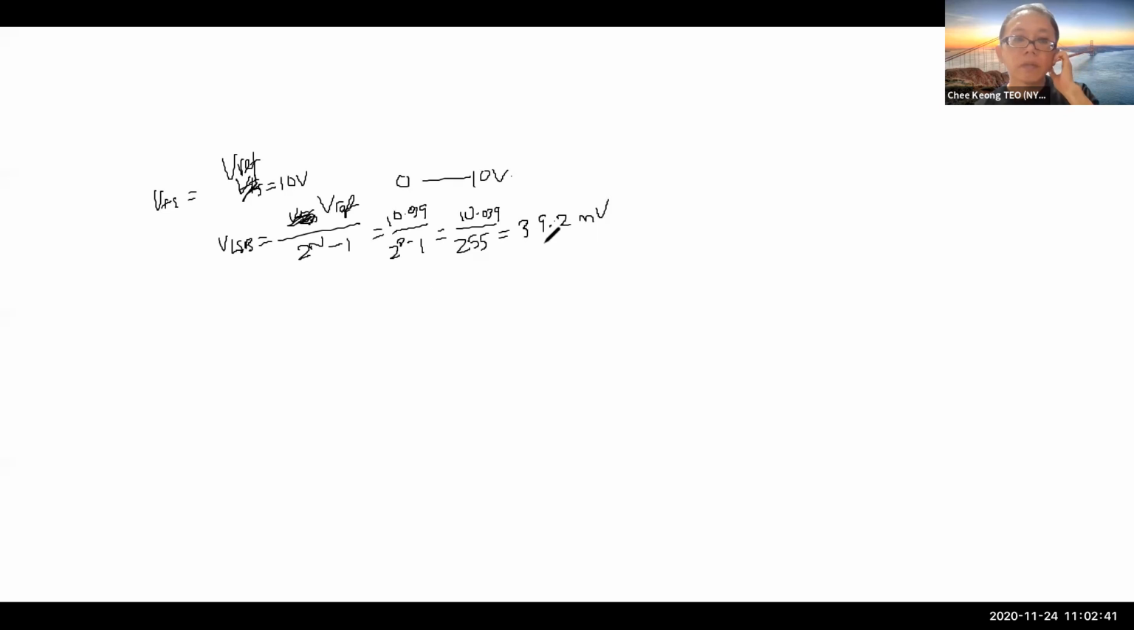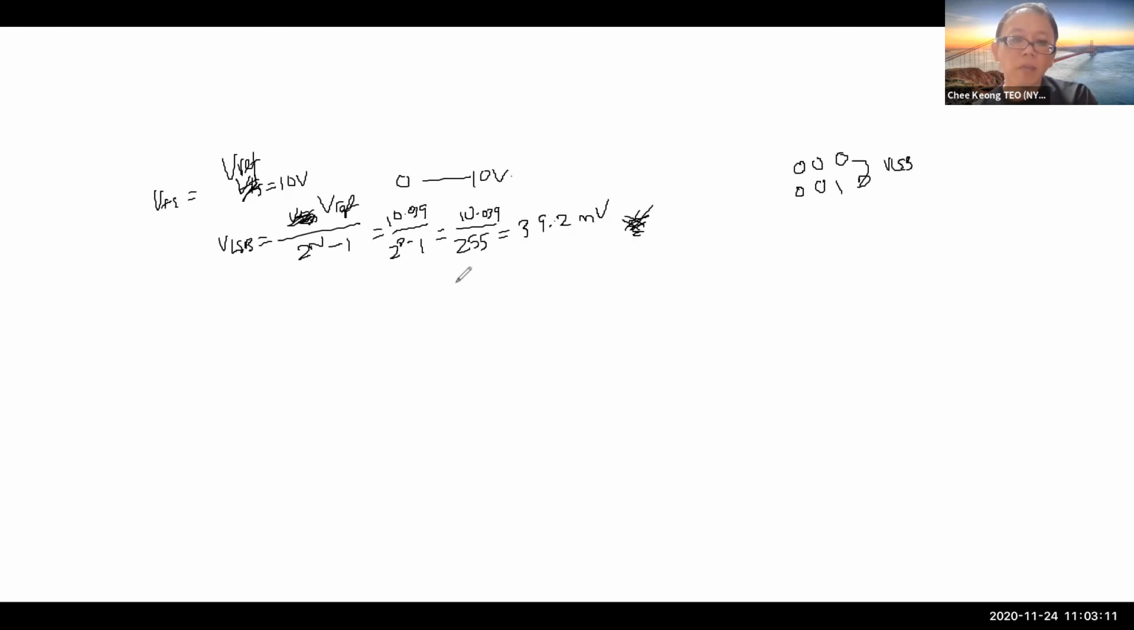Okay, so that is that. This is not the final solution yet. They want the percentage, right? So percentage of the 1 bit. 1 bit will cause 1 VLSB. Remember your 0000001, right? Each bit will change. When they are talking about 1 bit change, it is actually 1 VLSB. 1 VLSB will cause 39.2 millivolt.